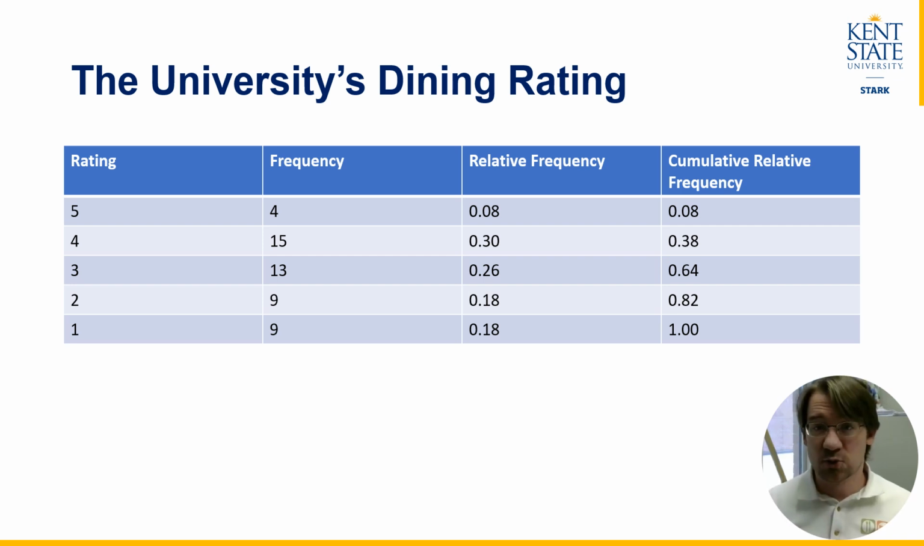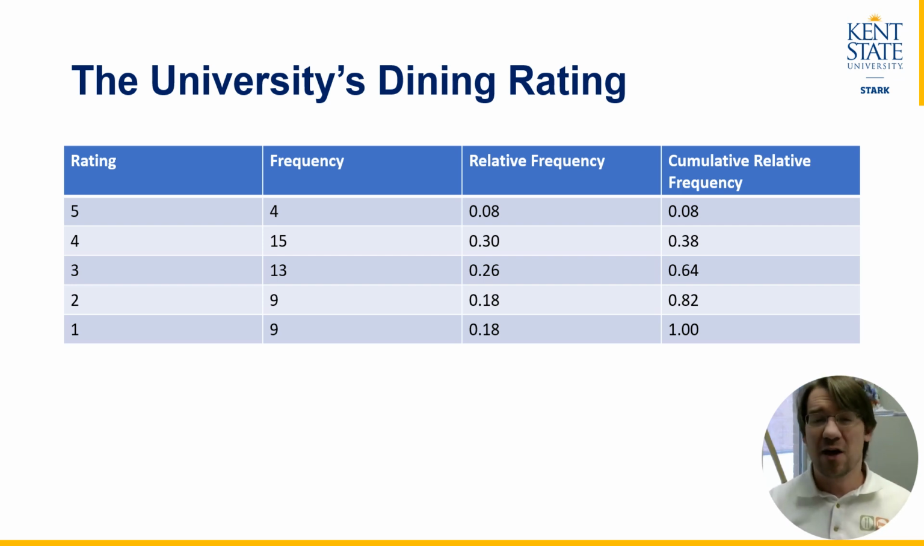When I look at the data this way, what I see is that the most frequent response is at 4 out of 5 stars, with 15 responses, which is 30% of our sample according to the relative frequency column. At the same time, only 38% rate the dining as 5 stars or better, as we can see in the cumulative relative frequency column, in the fact that we rated from 5 down to 1 star in terms of our ordering.